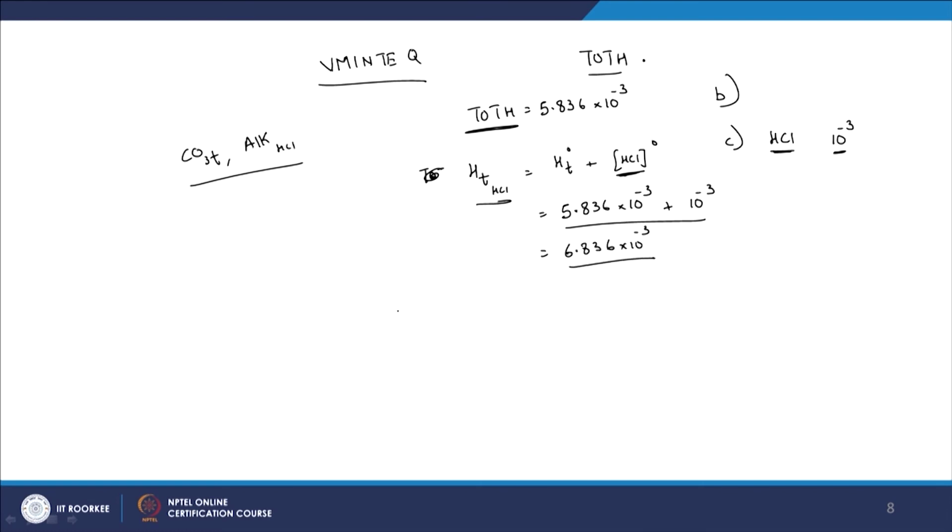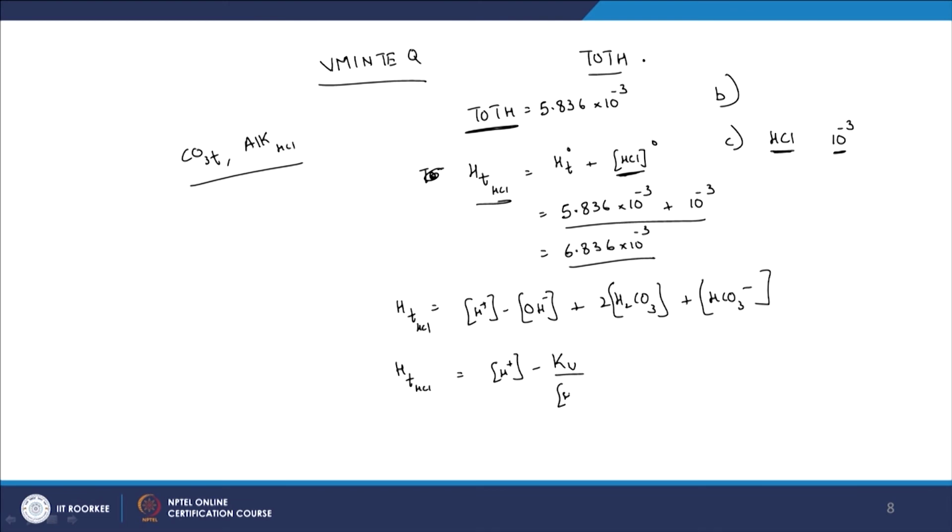So, from this what can I calculate? I know that H total is going to be equal to H plus minus OH minus plus 2 times H2CO3, plus HCO3 minus, right. This is our usual case. So, H total after HCl addition is going to be equal to H plus minus Kw by H plus, right, plus 2 times alpha naught plus alpha 1 into CO3 total, right.